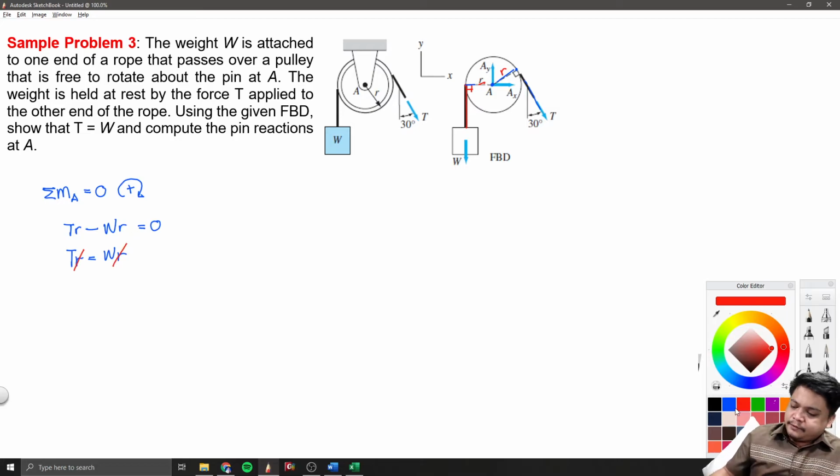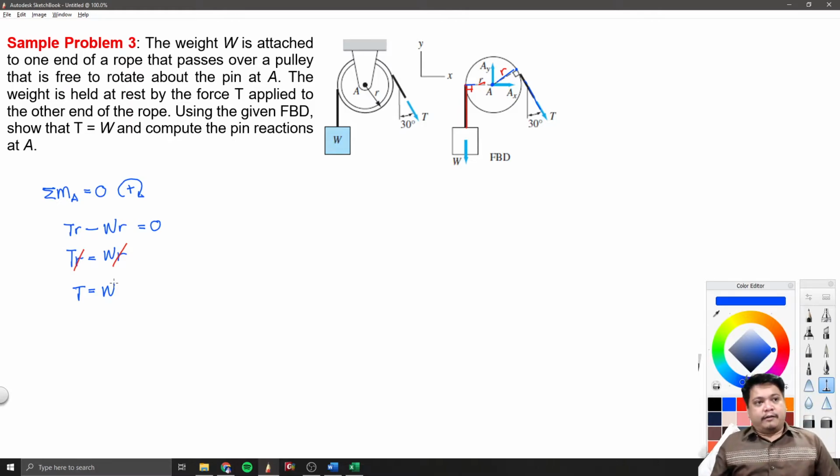So equal to 0. So I could have TR equals W multiplied by R. Cancel R. So I could say that my T is equal to W. Okay? We have proven it. Second, since T equals W, we will compute the reactions. Okay? This time, I can take the summation of forces horizontal and the summation of forces vertical. I will just put it in terms of W, because this is W also. Am I right? Since T equals W.